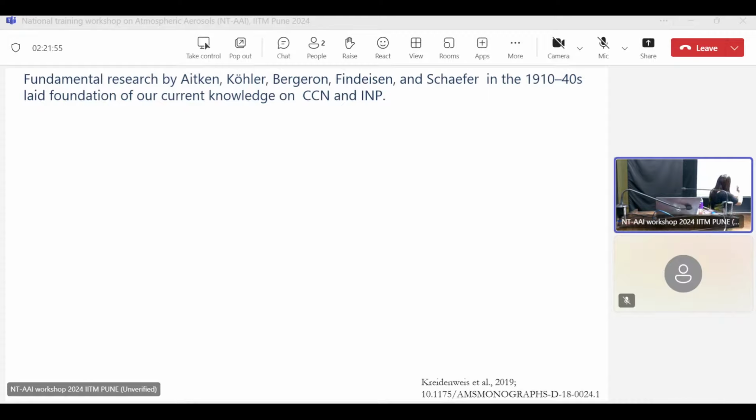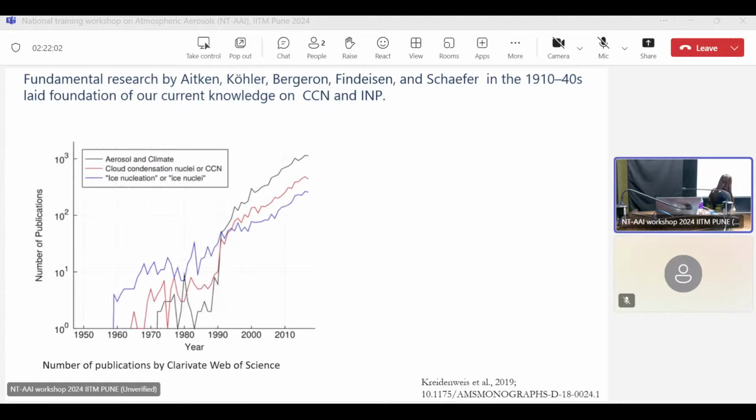And fundamental research by these gentlemen in the 1910s to 40s laid the foundation of our current knowledge on CCN and INP. And this is a graph again from Kanji et al. 2019. So you can see here that in the 1960s, this blue line is for ice nucleation publications, red is cloud condensation nuclei, and black is aerosol in climate. So it's surprising even for me that way back in the 1960s, we had more papers on ice nucleation, ice nucleating particles. Still, we know more about CCN than INP.